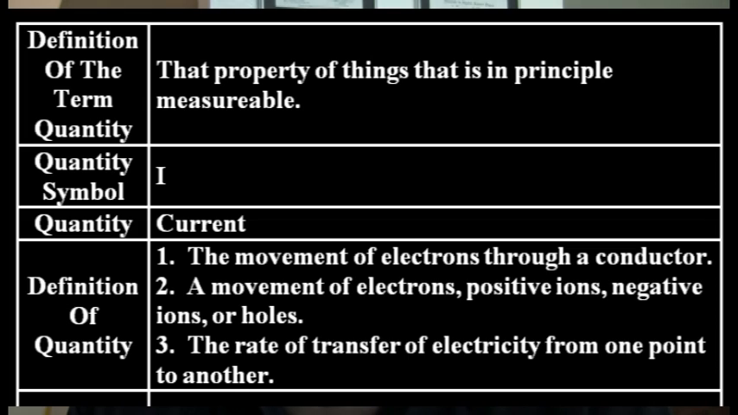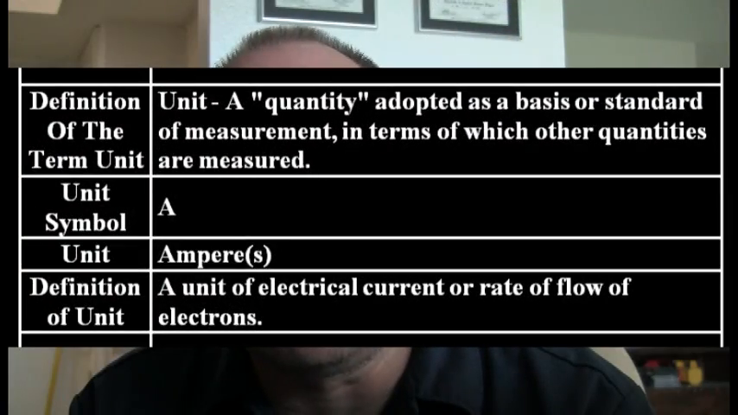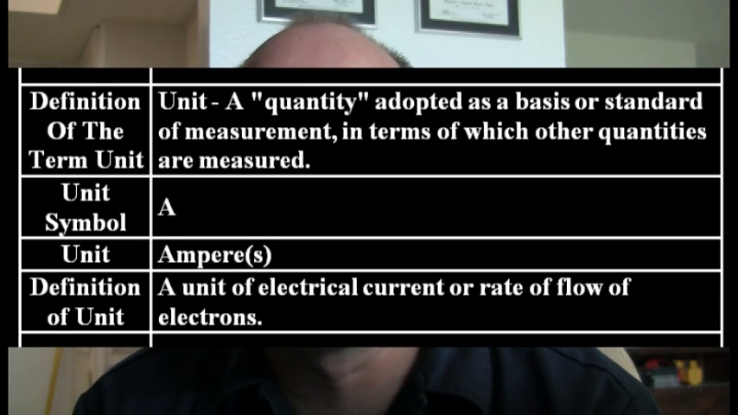The definition of the term quantity is that property of things that is in principle measurable, and that's what I is. Okay, so that would be current, and the definition of the actual quantity has 3 different definitions. 1 is the movement of electrons through a conductor. 2 is a movement of electrons, positive ions, negative ions, or holes. And 3 is the rate of transfer of electricity from one point to another, and we just talked about that, the coulombs of charge passing a given point. And that's all there is to that. And let's go to the next part of the quantity. Current has a certain unit that it uses, and that is the ampere, so let's talk about that.